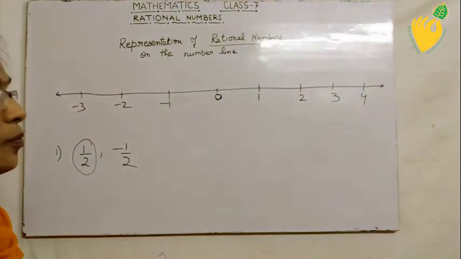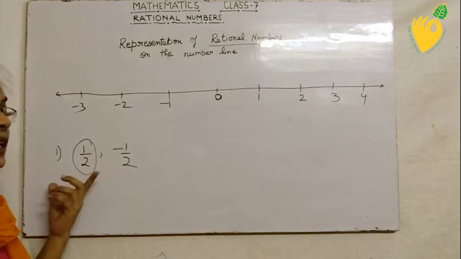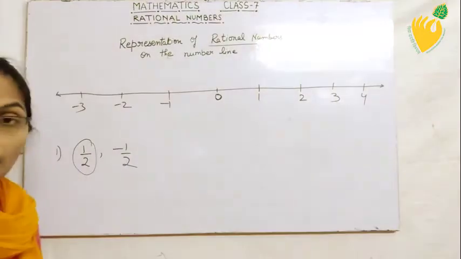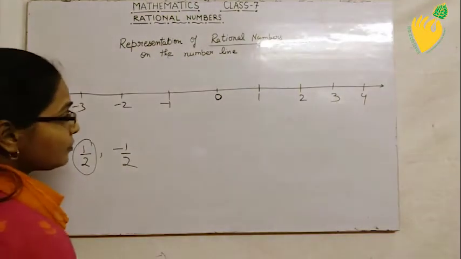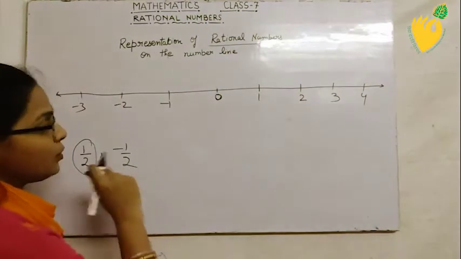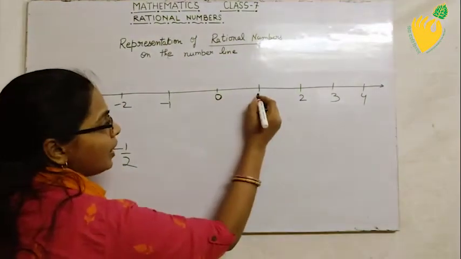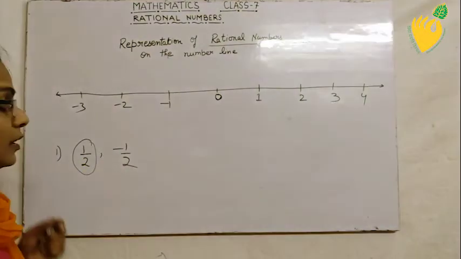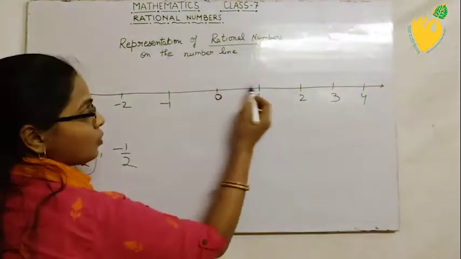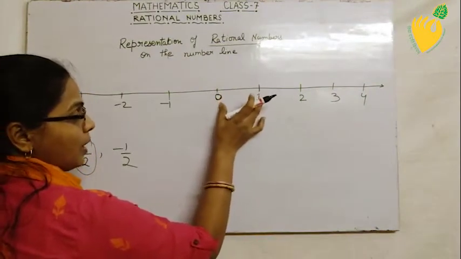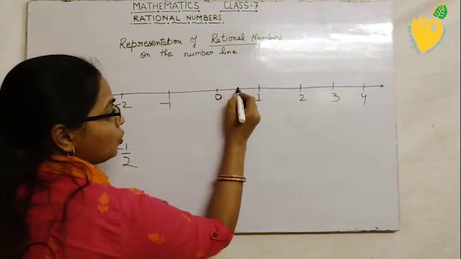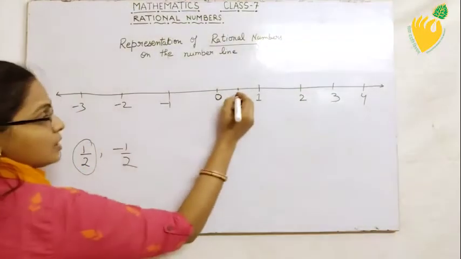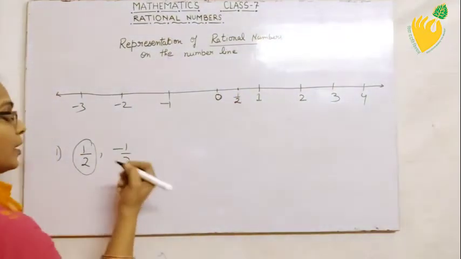Because it is a proper fraction, and a proper fraction is always less than 1. Why is it a proper fraction, students? Because the numerator is less than the denominator. So students, if the value of 1 upon 2 is less than 1, then it will be between 0 and 1. And what is in the denominator? 2. That means we have to divide this whole distance, that is the whole part between 0 and 1, into 2 subparts, isn't it? Now students, this is 1 upon 2.